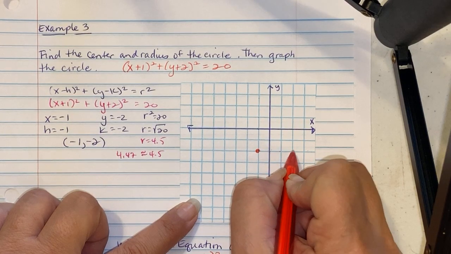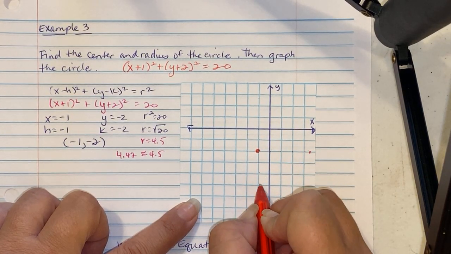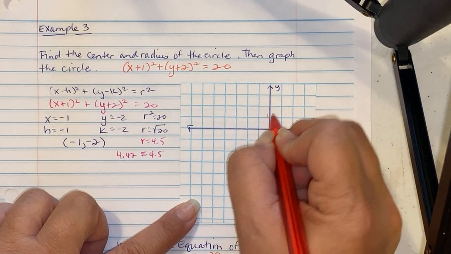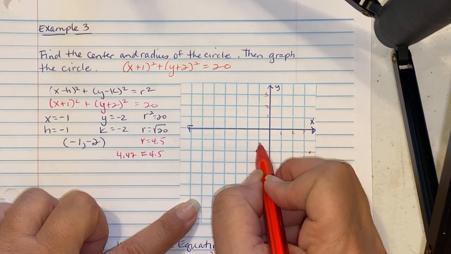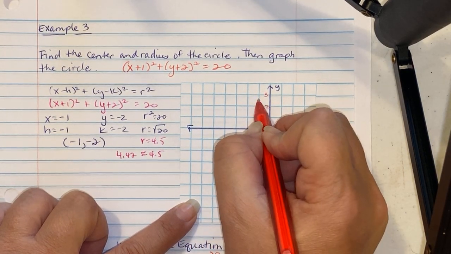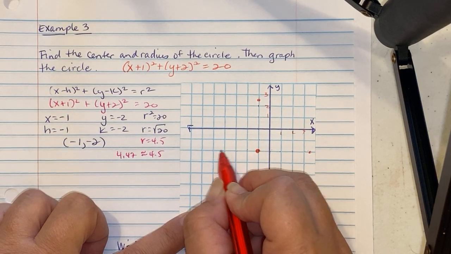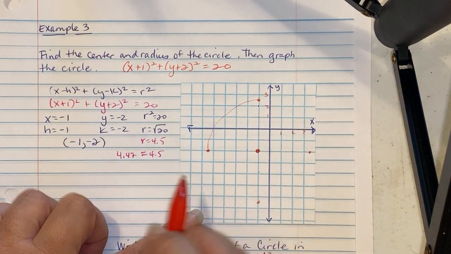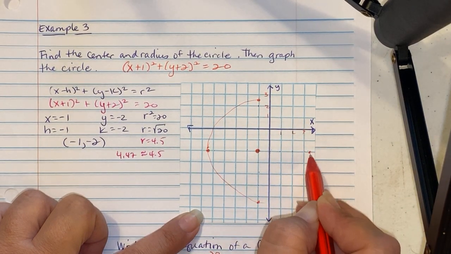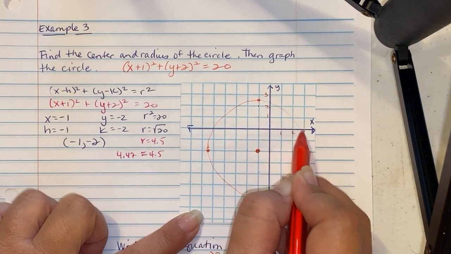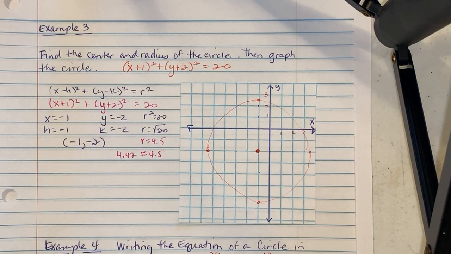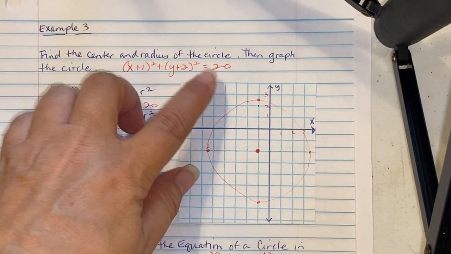So 1, 2, 3, 4.5. This time I only did increments of 1 unit, so you didn't have to collapse it. 1.5. 1, 2, 3, 4.5. And then you draw your circle. It's going to be a rough sketch. Remember, this is not pleasant to do. Okay? So, remember, the formula is already given to you. You just need to do the opposite of the sign of these and just take the square root of the value.